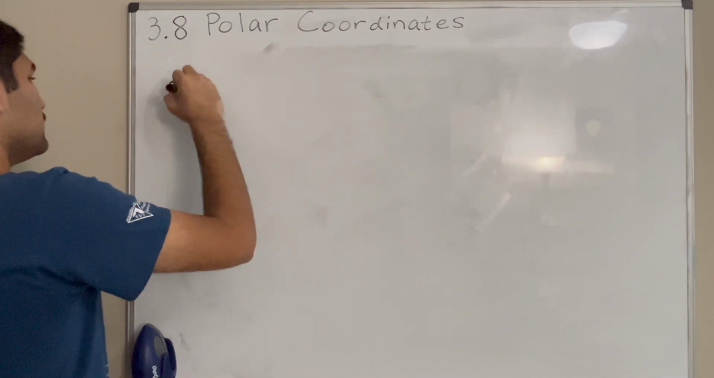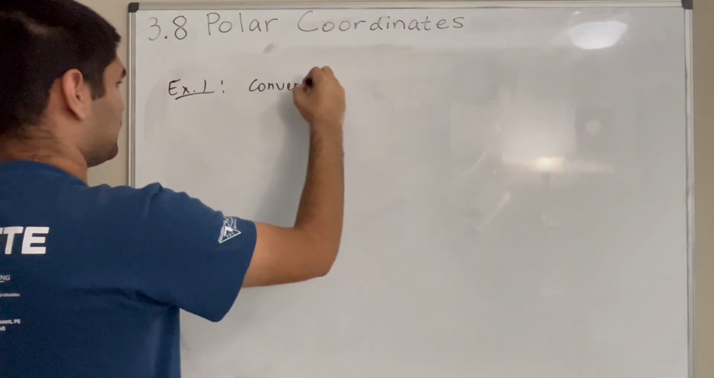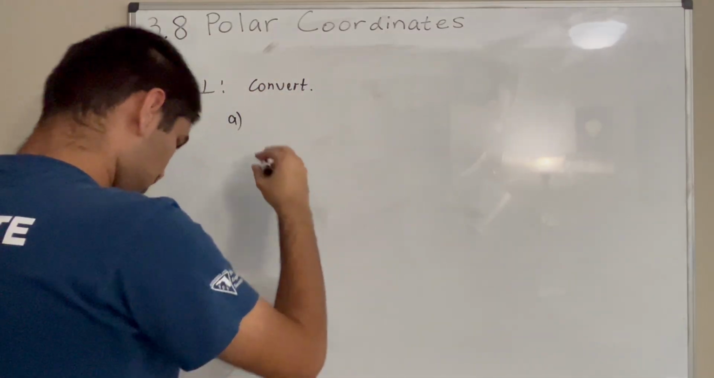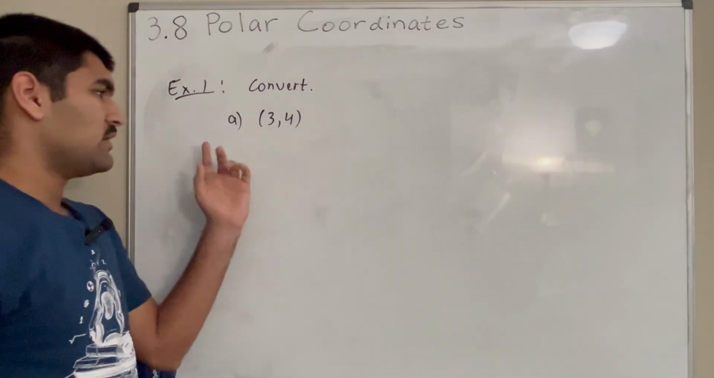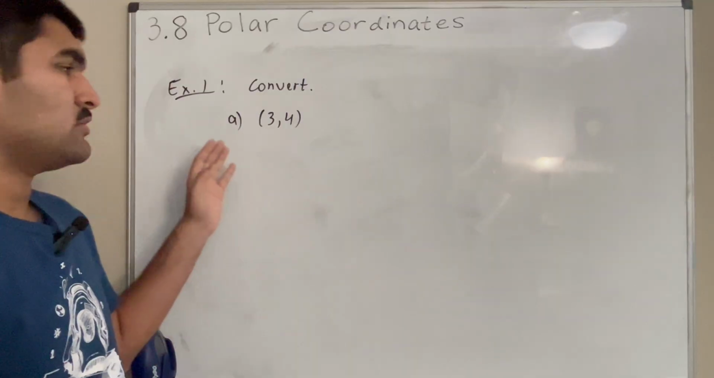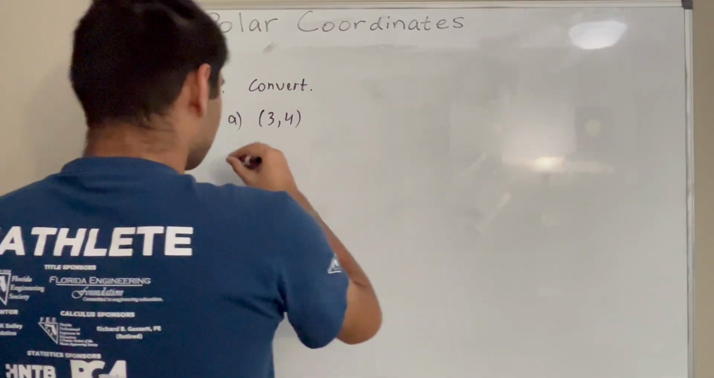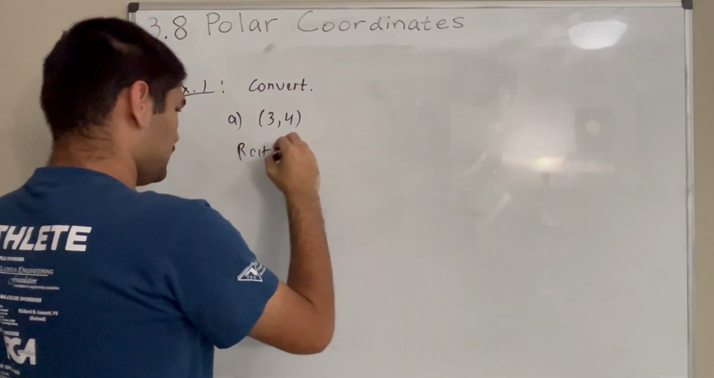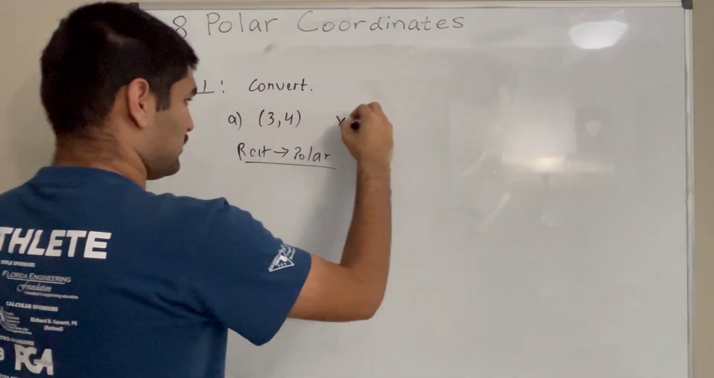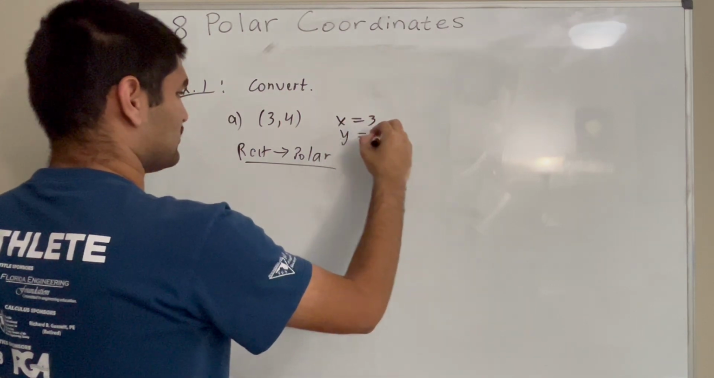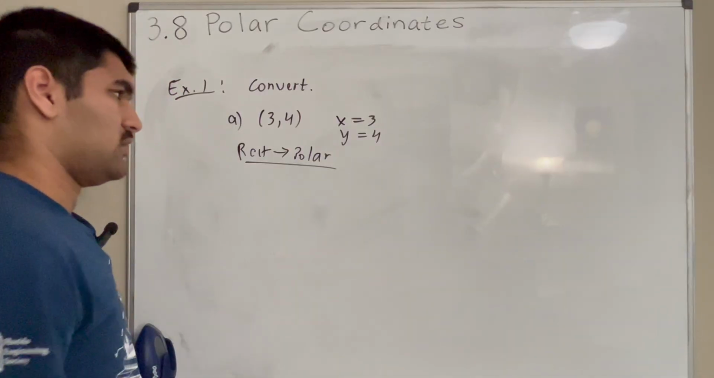All right, example 1. So we're going to convert the following. Let's say we have the following point, and this is rectangular coordinates, right? So we want to convert this to polar. So we're going from rectangular to polar, right? So we know what x is, x is equal to 3, and we know what y is. Y is equal to 4. So what equations can we use to find r and theta?